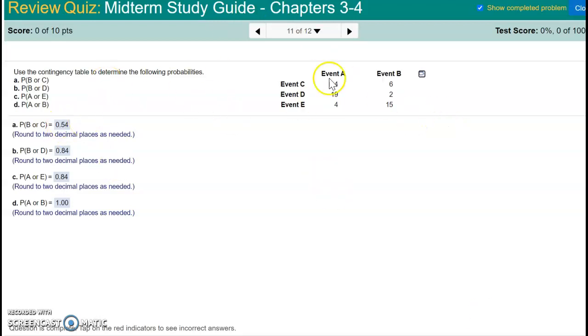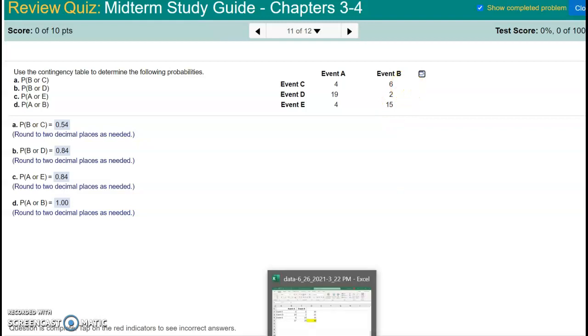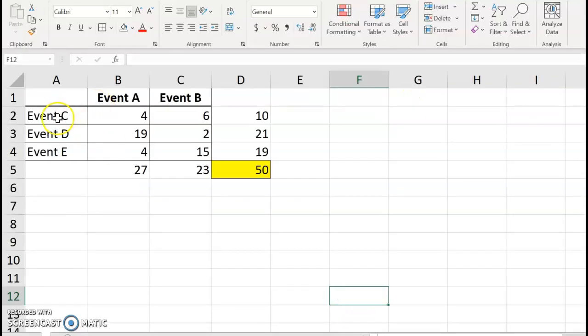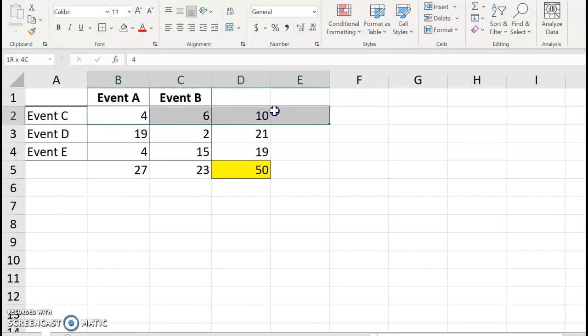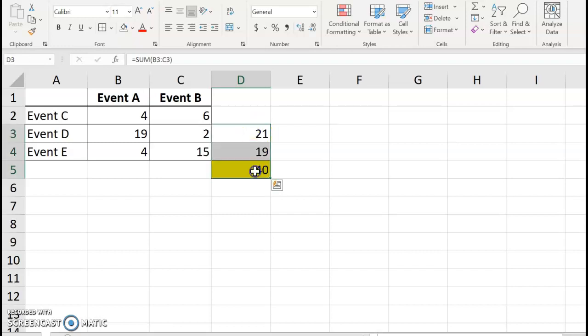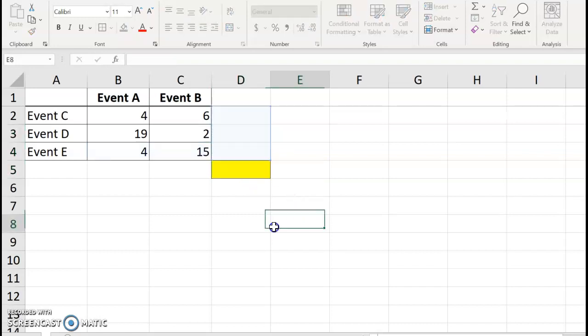Okay, so for the contingency table, what you want to do is open this in Excel or put this on paper, and you want to add across and down. You don't have to do that, but you do need to make sure that you know that there are a total of 50 outcomes here, and I just added those together to get that number.